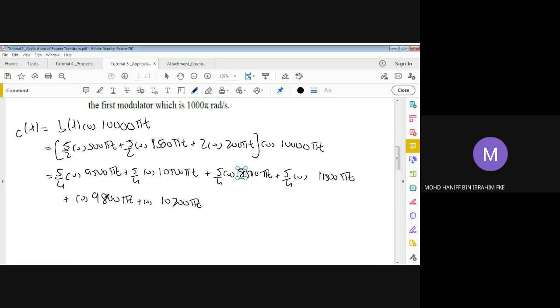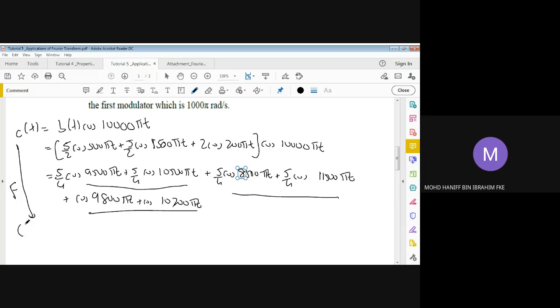So this is based on the operation between 500 pi t and 10,000 pi t, which produces these two terms. Between 1,500 pi t and 10,000 pi t, we have these two terms. And for the operation between cosine of 200 pi t and cosine of 10,000 pi t, we have this operation. So that is how we obtain these c(t) terms. From here, basically, we need to do the Fourier transform for all of these terms.